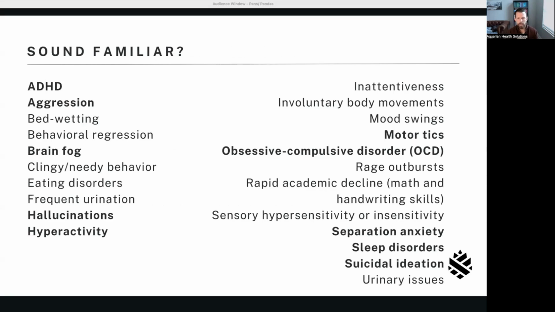And really what this looks like in kids is ADHD, aggression, brain fog, hyperactivity, tics, OCD, separation anxiety, sleep disorders, even up to rage outbursts and suicidal ideation. And when I talk to parents, all of these things are quite common in kids, unfortunately, especially now. And they may only have a handful of these, they may only have one or two of these, but all of our children and us are just being bombarded with so many things that our brains are all inflamed.